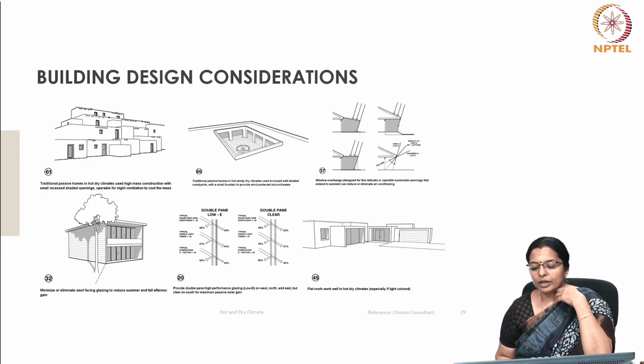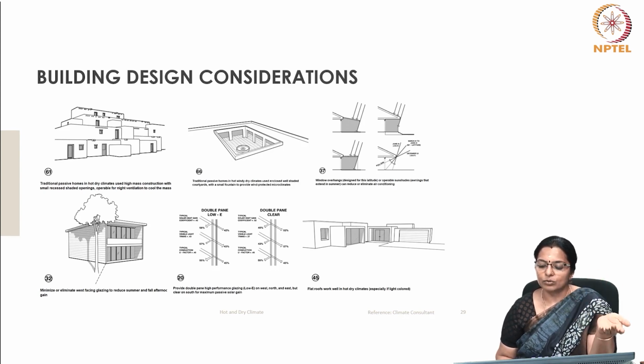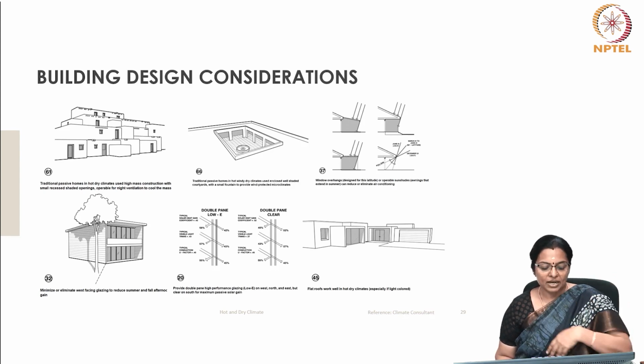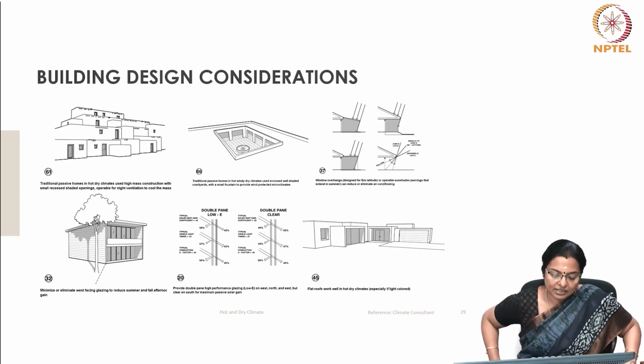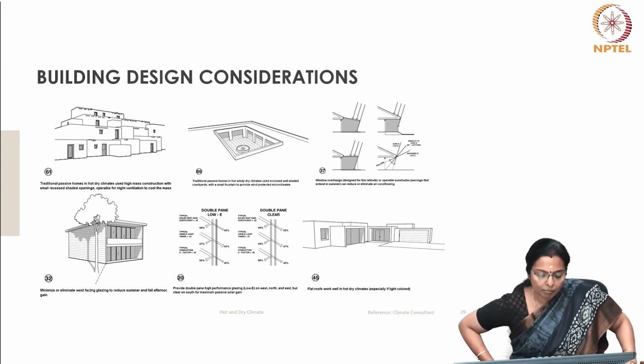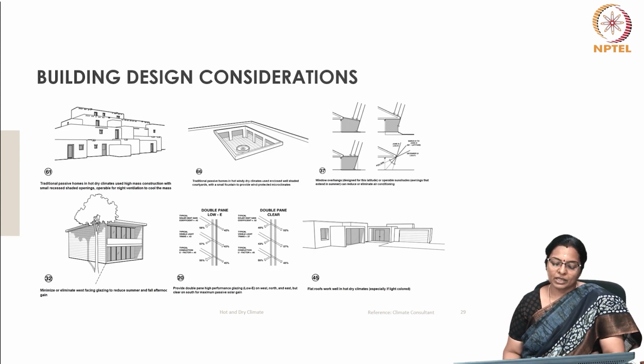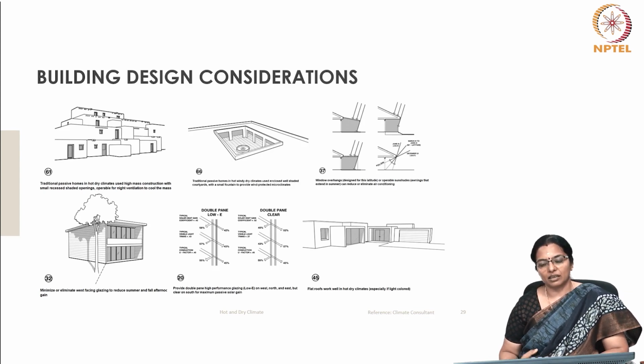Window overhangs, which are designed for this latitude, and operable sunshades can reduce the load on air conditioning. Minimizing or eliminating west facing glazing to reduce summer and afternoon heat gain is important. Double pane high performance glazing can be used, and flat roofs are very common, especially with light color, because there is no heavy precipitation.